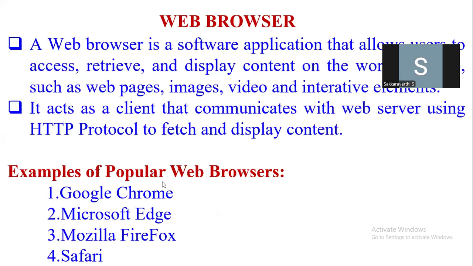Web browser. A web browser is a software application that allows users to access, retrieve, and display content on the World Wide Web. The content may be web pages, images, video, and other interactive elements like animations. It acts as a client that communicates with the web server using HTTP protocol to fetch and display the content. Commonly used web browsers are Google Chrome, Microsoft Edge, Mozilla Firefox, Safari, etc.